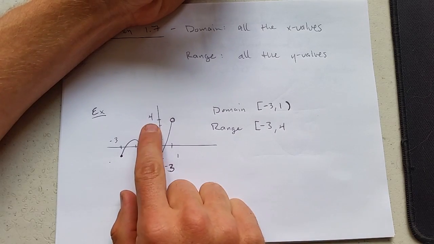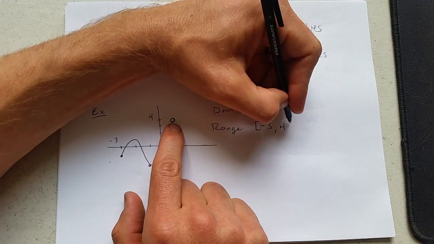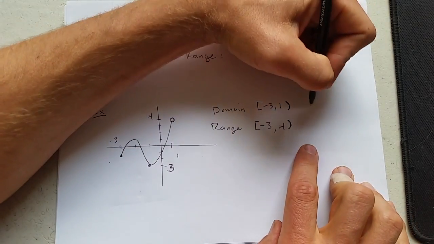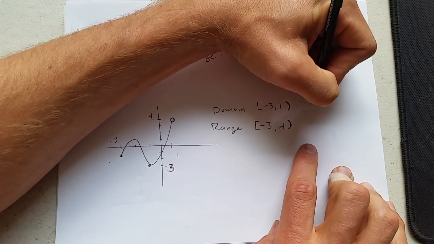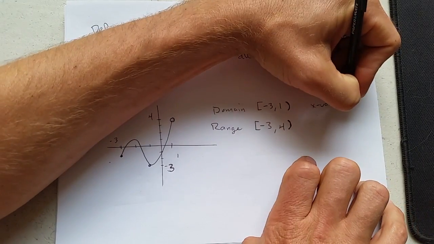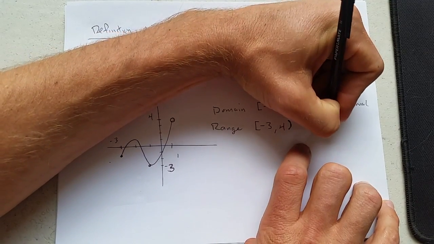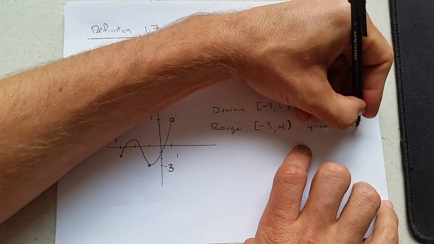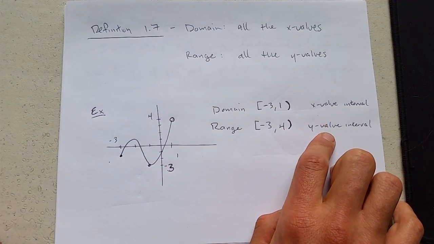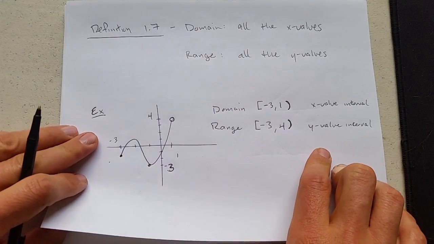Now +4 is up here. We don't actually hit +4, so we're going to go open at +4. Now these are intervals of x values. So this is an x value interval, and this is a y value interval. So these are not going to be points, these are going to be intervals of x values and y values. That's the domain and the range.